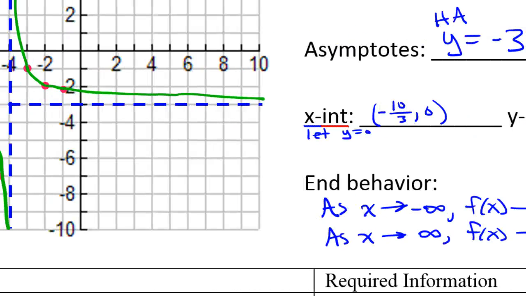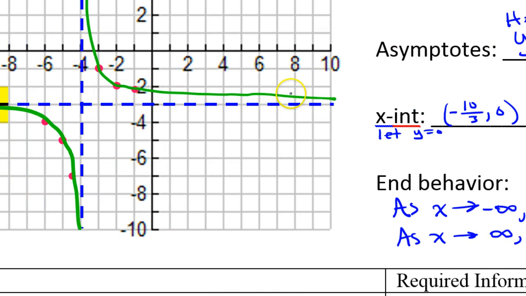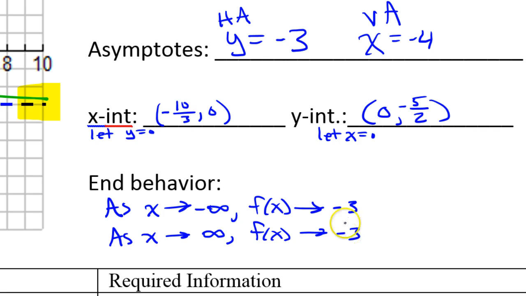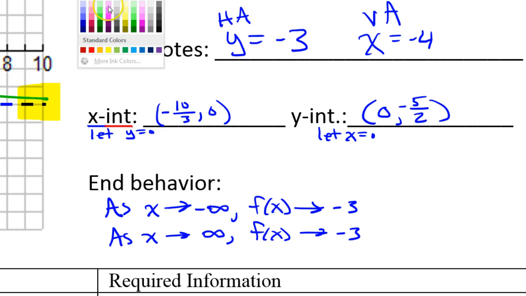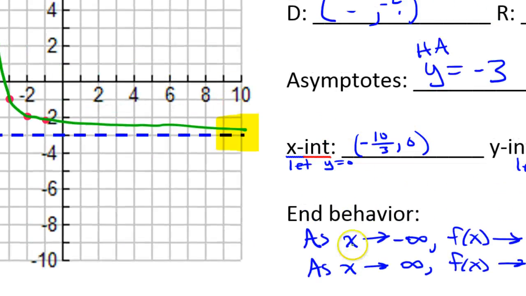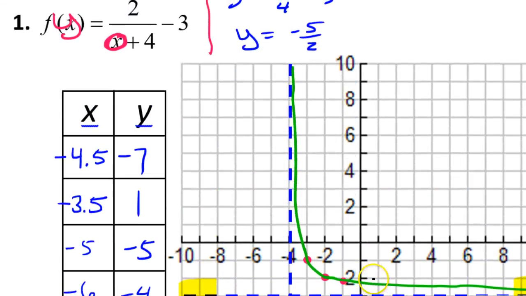What about on the right? Well, on the right, it's also leveling out. This is where you look for the right end behavior. And again, it is leveling out and approaching -3. Okay, the end behavior is always going to involve the horizontal asymptote when it exists. So it's not a coincidence that these came from the horizontal asymptote. Okay, that's all we needed for problem number 1.